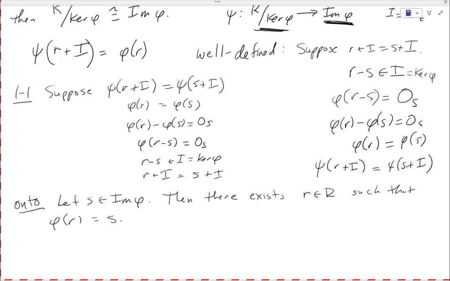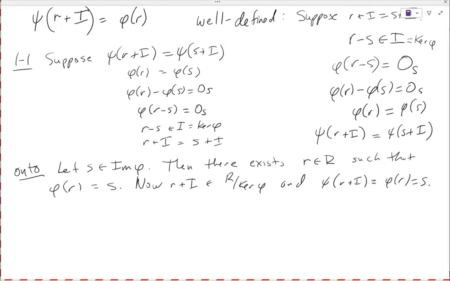So now R plus I is in R mod the kernel of phi, and psi of R plus I equals phi of R by definition, but we chose our R so that phi of R is S. So we started with something in the output and found something that we can plug into psi and get that as our output. So it's onto. So it's one-to-one. It's onto. We still need to show operation preserving.